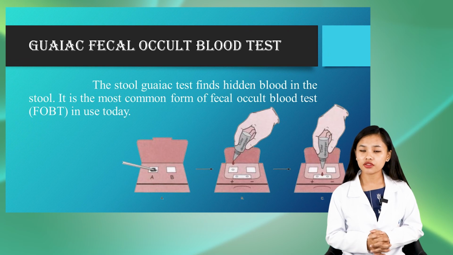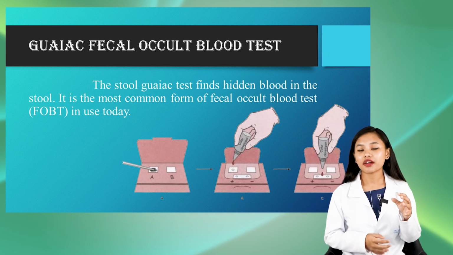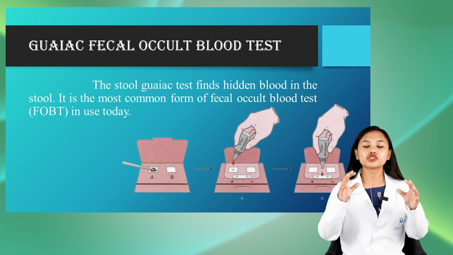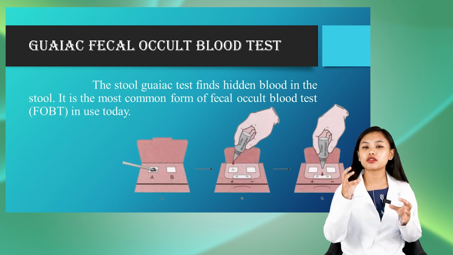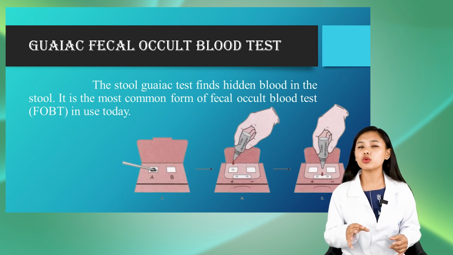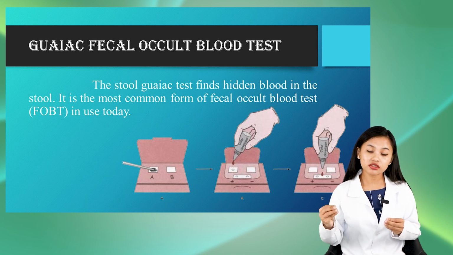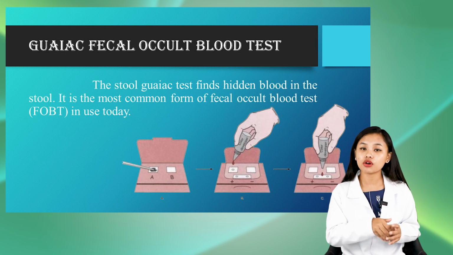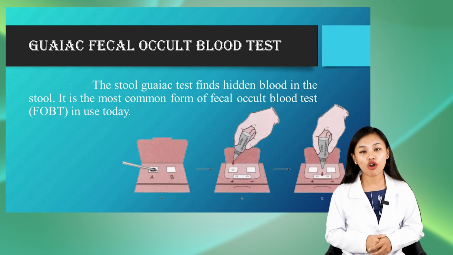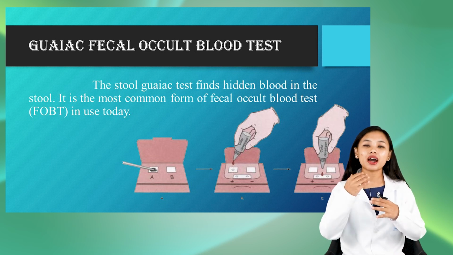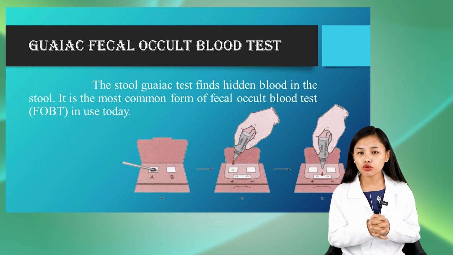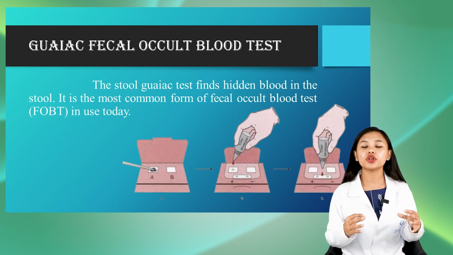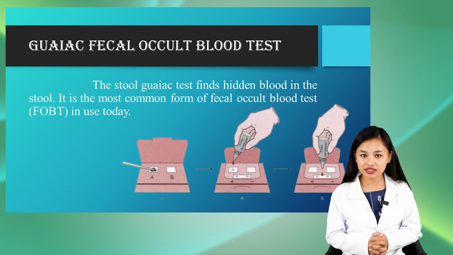There is also another test, which is the guaiac fecal occult blood test. Under the fecal occult blood test, the guaiac fecal occult blood test is the most commonly used, or the most commonly opted, test to find out the presence of blood in the stool. It is the most common method used to detect the presence of blood in the stool.